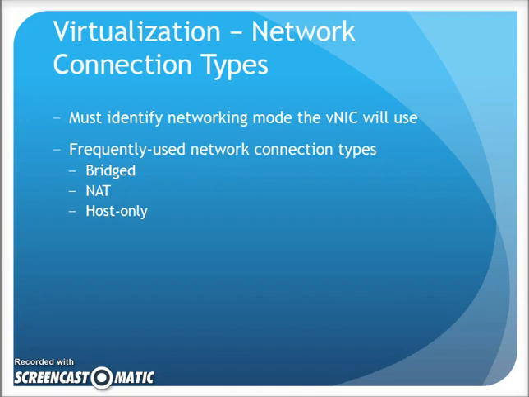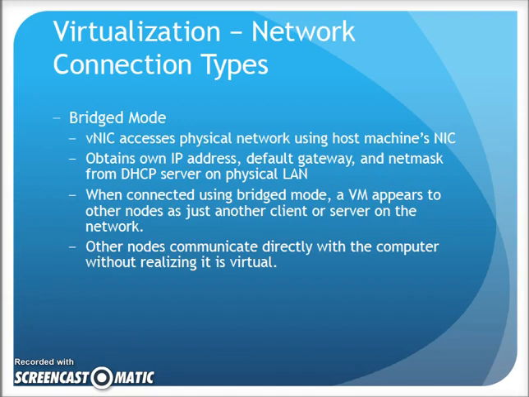Now, with our network connections, our VNICs, there are three main types we run into: bridge, NAT, and host only. And again, hopefully you remember this from when we were setting up our virtual machines. As you're building a virtual machine, that's something you select, and you need to select them carefully for the function that you want this virtual machine to have.